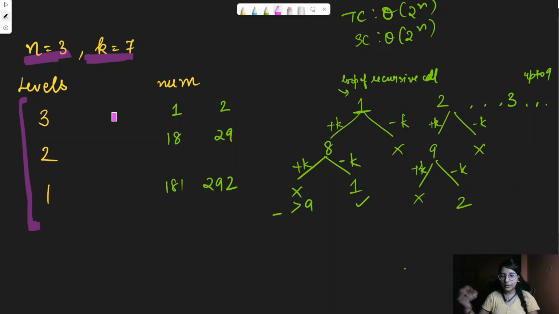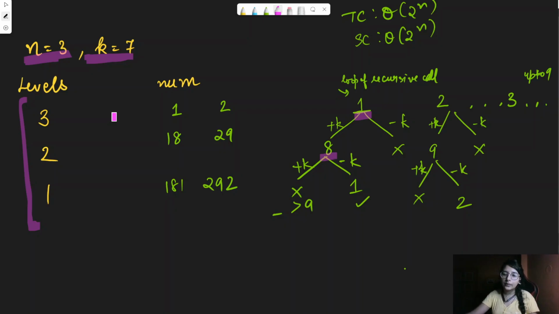So here I will explain the general approach, not even BFS, not even DFS, just the general approach. So how are we required to proceed? Here we are required to check all the possibilities from 1 to 9. First we check 1 and add k to it, then we get 8, right? But if we subtract k from it, then 1 minus 7 would be minus 6, right? And that is not a valid number in the range which is given to us.